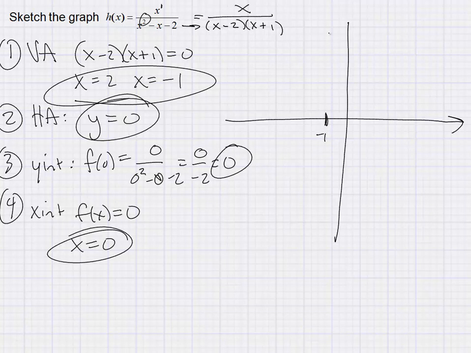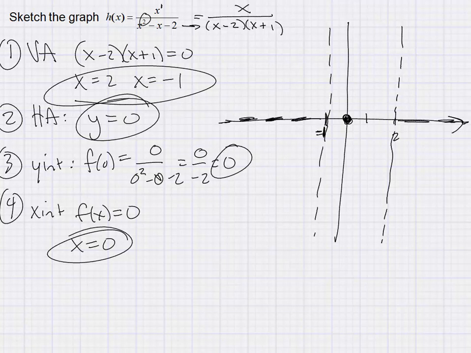-1, vertical asymptote. +2, vertical asymptote. X-axis, horizontal asymptote. Y equals 0, x equals 0 is my x and y intercept.